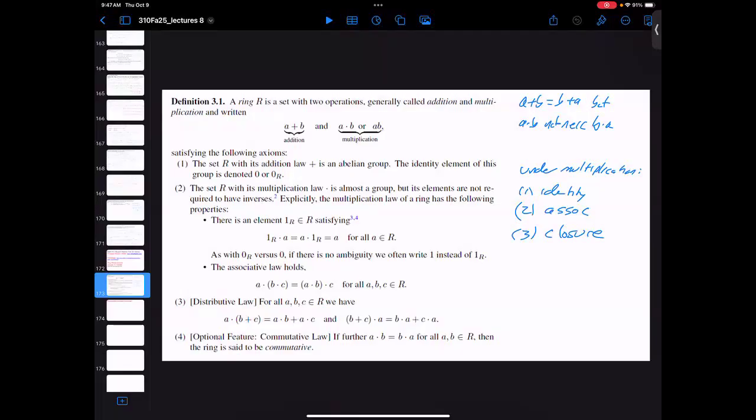Can anybody remember an example of a set where we have multiplication defined and some non-zero elements don't have inverses? This is one of our go-to sets. Clock multiplication, right? How many hours? 12, right? So give me an example of something on a clock with 12 hours that doesn't have an inverse under multiplication.